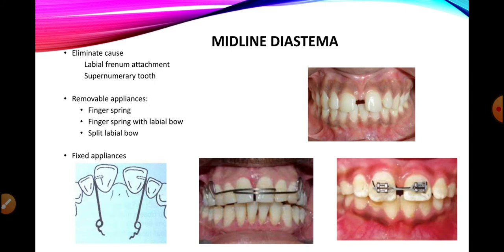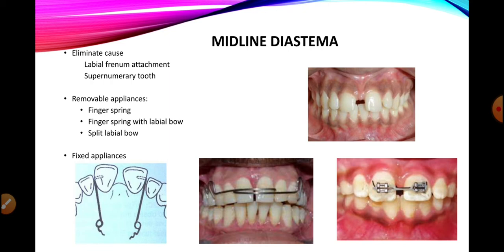Now moving towards the midline diastema. In case of a midline diastema, first of all, we need to know what a midline diastema is. Midline diastema is a space that is present between the central incisors, and usually it is seen between the maxillary central incisors.